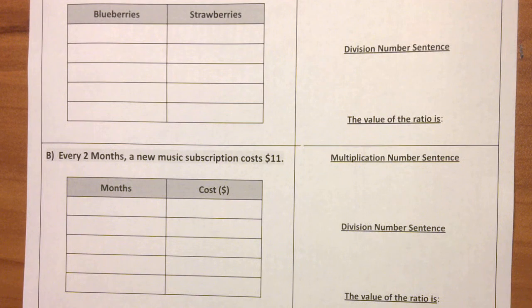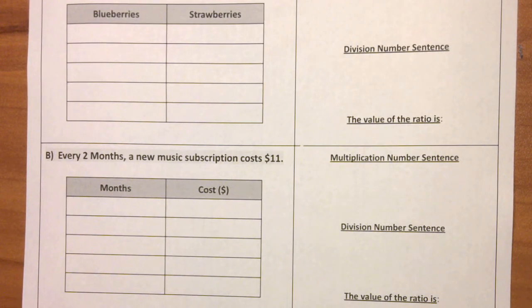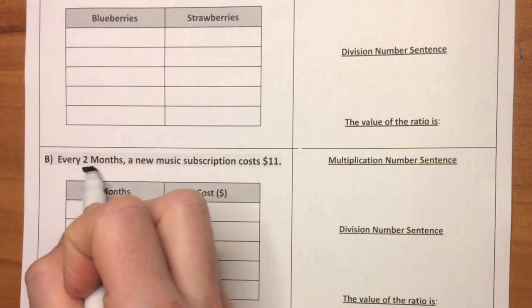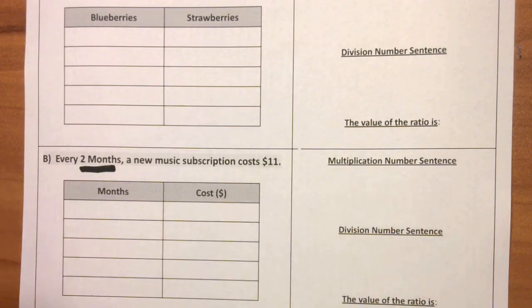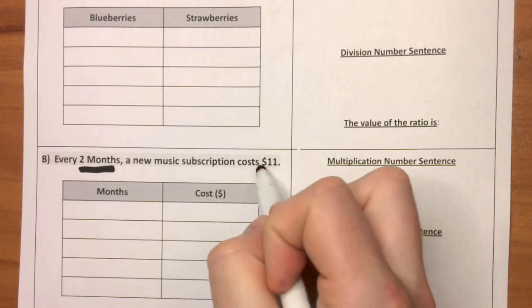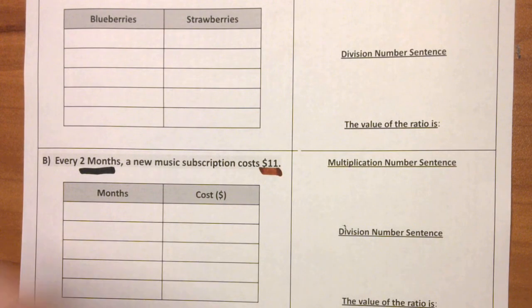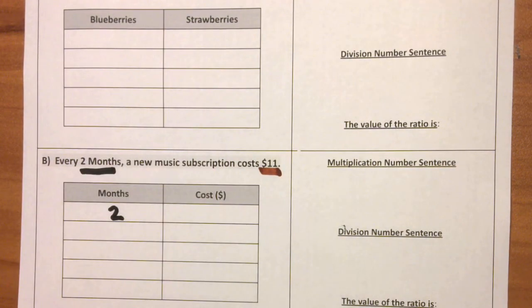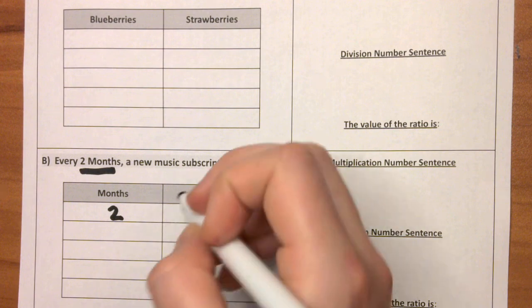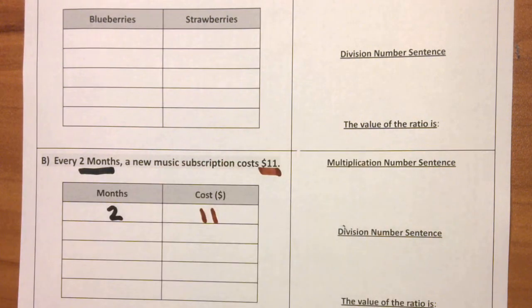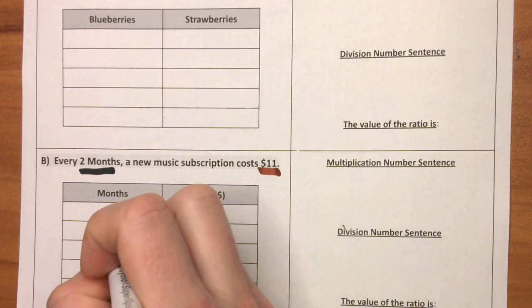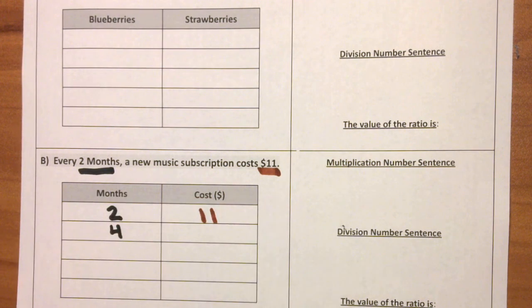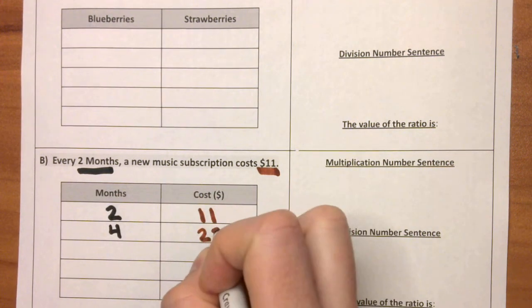Okay, so step 1, let's fill in our ratio table. They gave us the ratio of 2 months and $11. So we can start there. Under months, I'll write 2, and under cost, $11. Now we can just double this if we want. 2 times 2 is 4. 11 times 2 is 22.